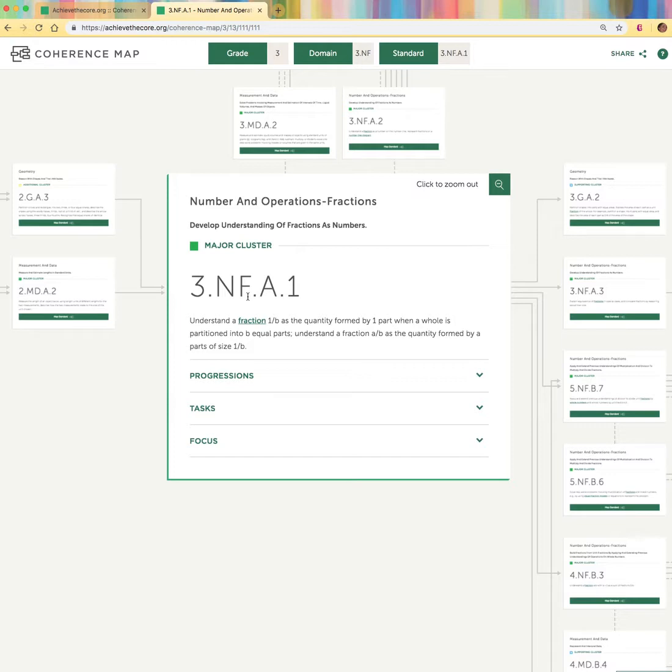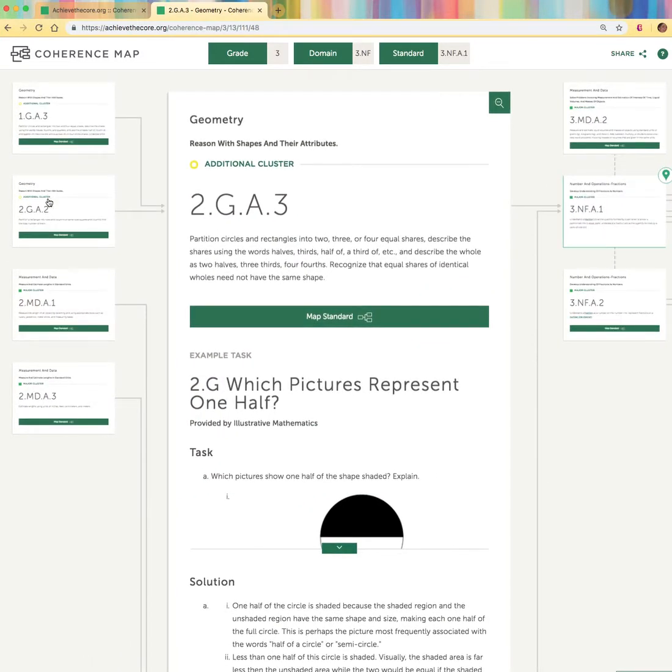This is one of the things I love most about this coherence map. I'm working in fractions with my third graders. I may not understand where to look for a foundational skill since second grade doesn't contain a fraction domain. I might not have thought of looking in geometry or measurement and data as the foundation to that. So this is the part that I love most. If I click on the foundational standard, I'm going to click on this 2.G.A.3, I get more information about that standard.